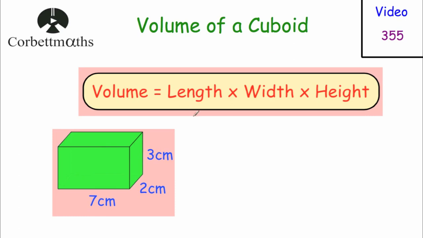And because we're just multiplying them together, you don't need to be really strict in saying, well, this one's definitely the length, and this one's the width, and this one's the height, because if we're just multiplying the three numbers, it will give us the volume anyway.